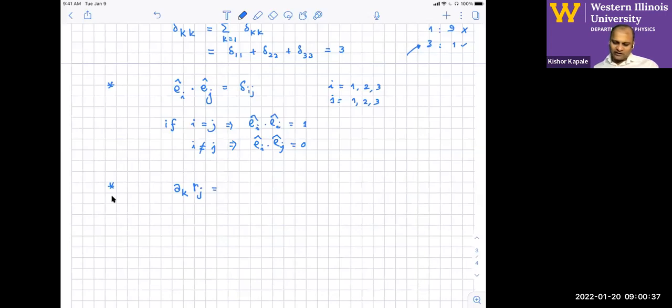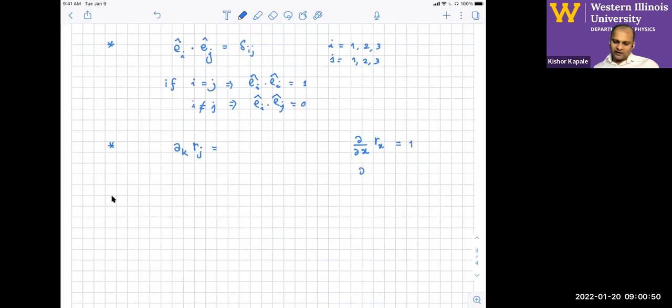Okay, so it is like the partial derivative with respect to x of, let's say, Rx. That is 1. But the partial derivative with respect to x of ry, meaning the y component, is going to be 0. That means if both the indices are the same, the value is 1. If both the indices are different, then the value is 0.